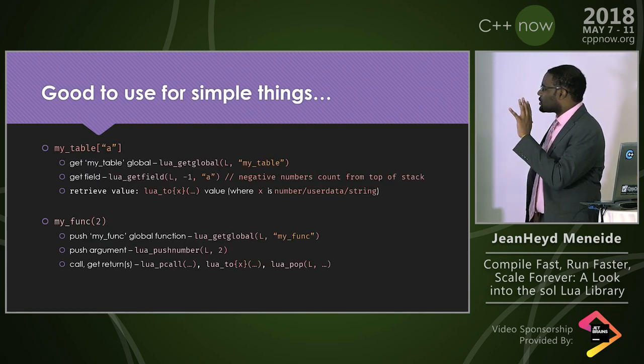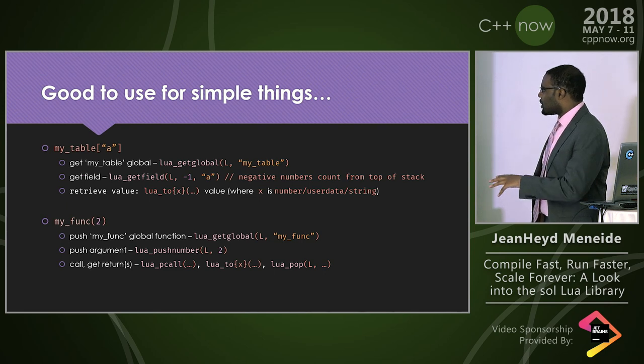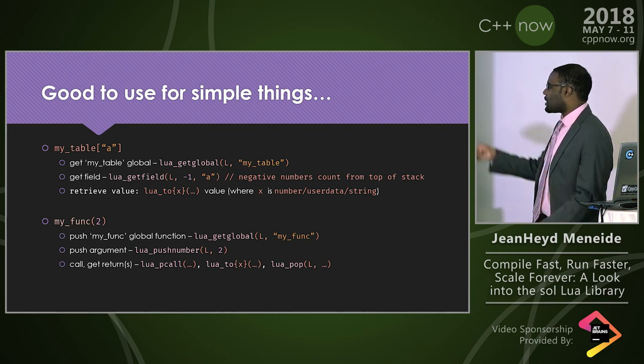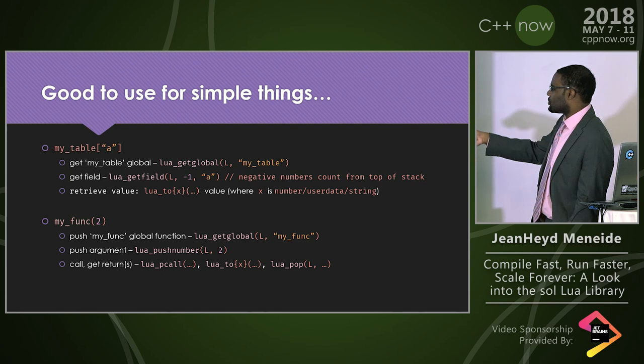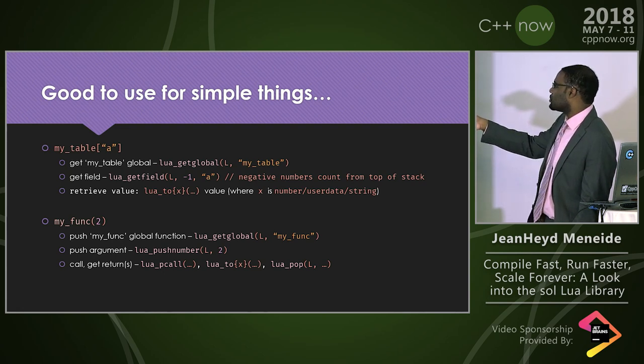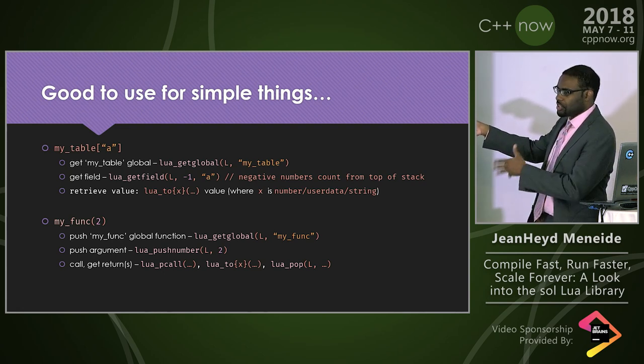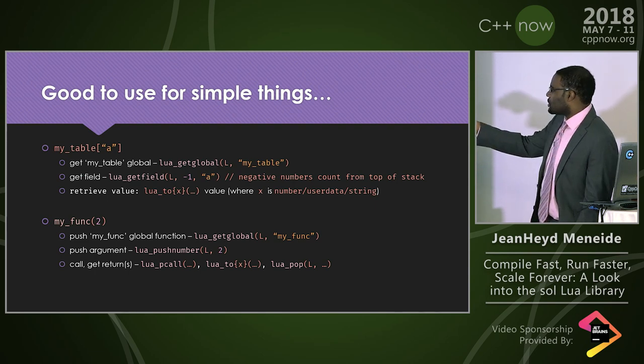So it's good to use for simple things, right? If you want to use a C API, I have an example of the steps you would use in the C API to make this Lua code happen in C or C++, right? So you want to get my table and you want to get the value A out of it, right?